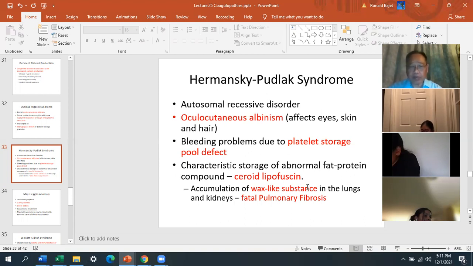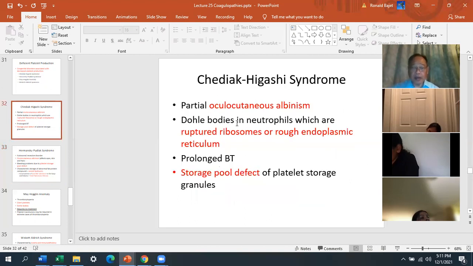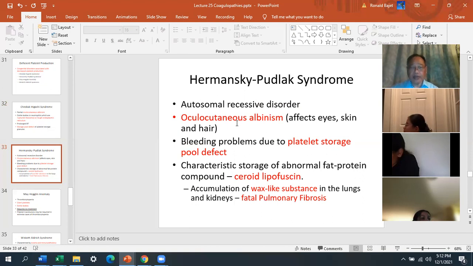So bleeding problems due to platelet storage pool defect, you would expect that because it's a platelet problem. And you have the accumulation of ceroid lipofuscin. So the two characteristics of Hermansky-Pudlak syndrome are the oculocutaneous albinism and the ceroid lipofuscin. Okay, so Chediak-Higashi is oculocutaneous albinism and the presence of Döhle bodies. This one is oculocutaneous albinism and ceroid lipofuscin.